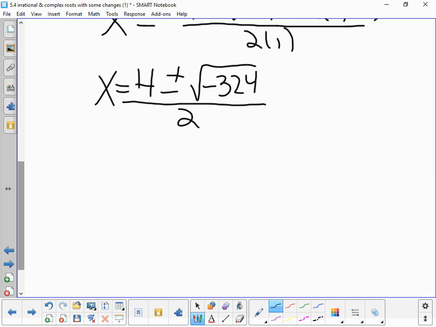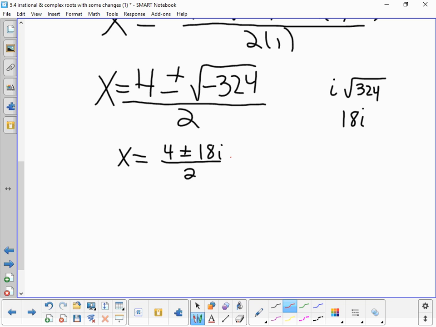324, well, it's negative, so I know it's absolutely going to have an i. And if I think about the 324, well, let's just do that square root and see what it is. And hey, wow, the square root of 324 is just 18, so it's an 18i. And that's all divided by 2. Now, 2 is a factor of both the 4 and the 18, so I can go ahead and reduce that. It would reduce to a 2. The 4 over 2 is a 2. Plus or minus 18i over 2 is a 9i.